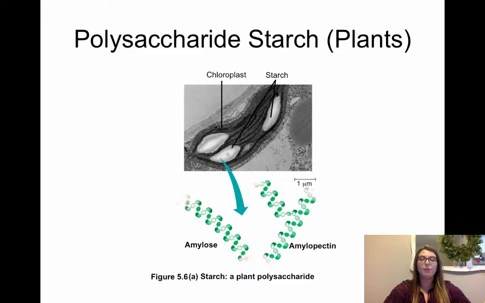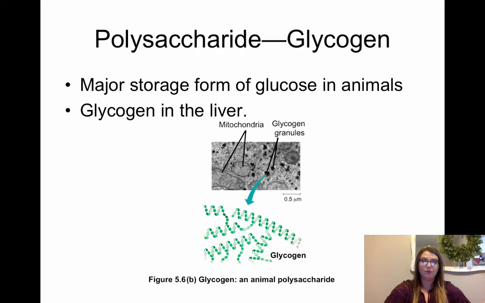So starch is made by plants, and you see an animal or a plant cell here. We have a chloroplast, which is where photosynthesis occurs, and that's how starch is made. And starch is the storage form of sugar for plants. Now remember, only plants can do this, not animals, because we don't have chloroplasts to do so. However, we do take the starch from plants and use this as energy. Glycogen is the major storage form of glucose in animals, and glycogen is stored in the liver.